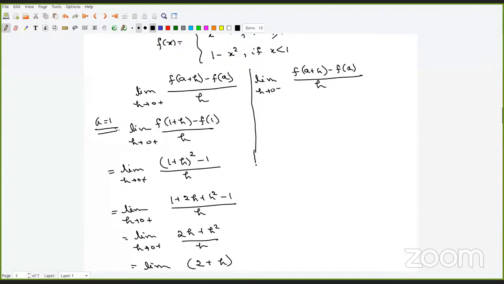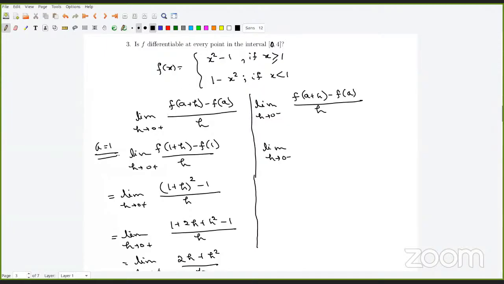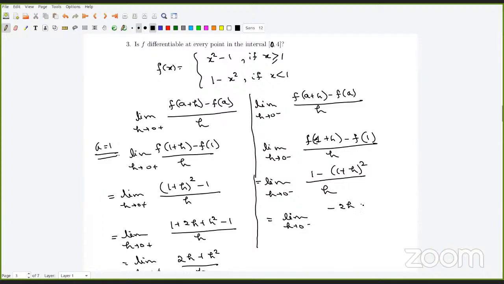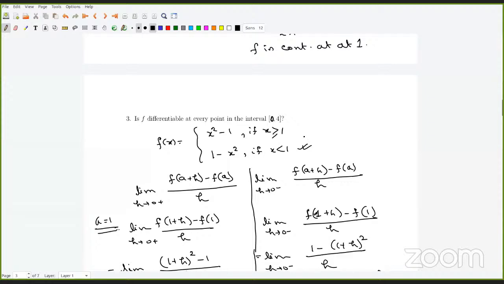What about the left hand side? It becomes 1 minus (1 plus h) square. I have to use the second part of this function as we are approaching from the left side. So it is f of 1 plus h minus f of 1 by h. Limit h tending to 0 minus, this is 1 minus (1 plus h) square, and f of 1 is 0. If you calculate it, you will get limit h tending to 0 minus of 2h minus h square by h. So it is minus 2. How did it become 1 minus (1 plus h) square? Sir, f of 1 is 0. So I have to use this function when I am approaching from the left side of 1, right?